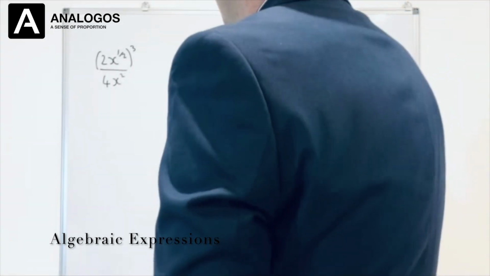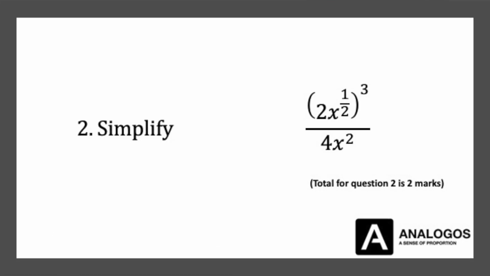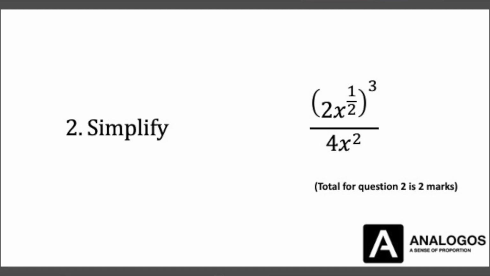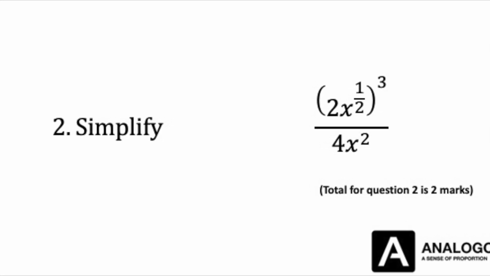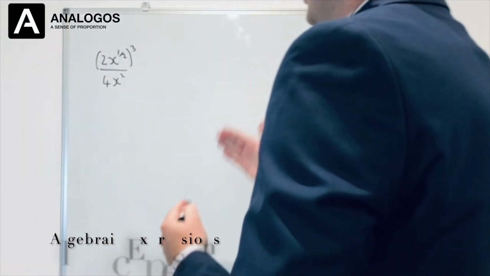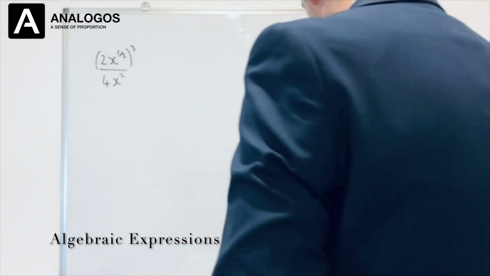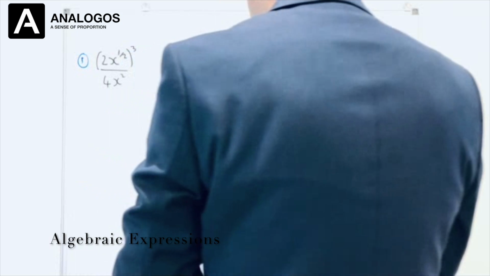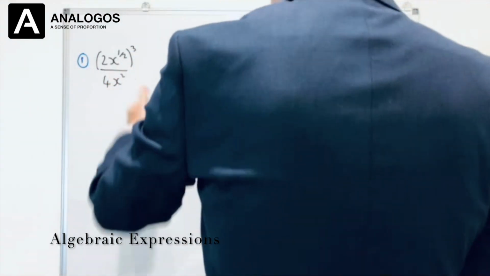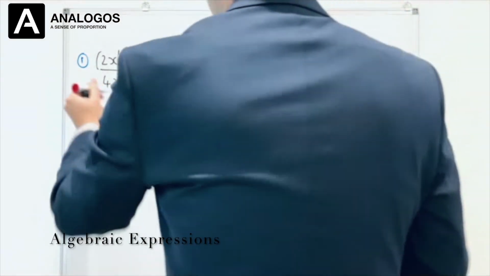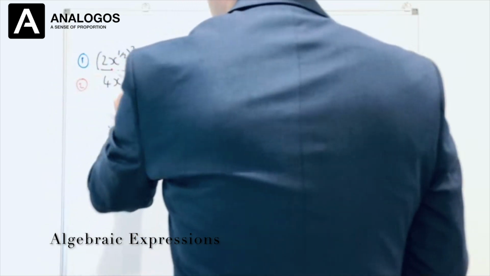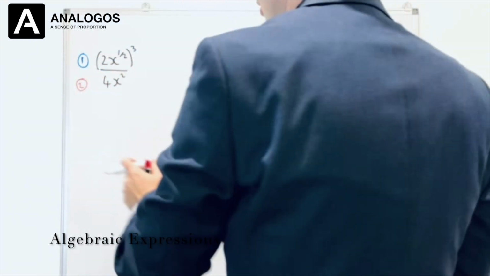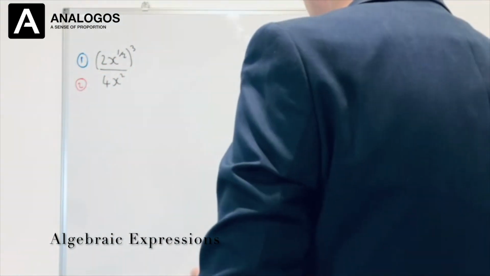So we've got 2x to the power of a half all to the power of 3, all over 4x squared. Okay, so similar to the last question, let's take the numerator first. We'll call that 1, and there's not much to do with the second one. I'll call it 2 anyway, but 4x squared is just on its own. There's not much else you can do with that. But just for consistency, we'll call the numerator 1 and the denominator 2.